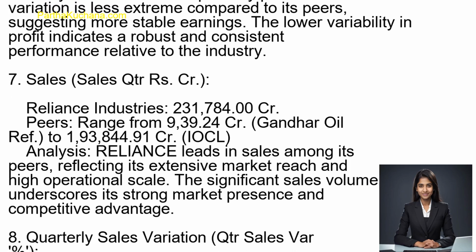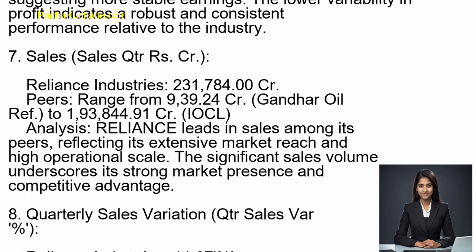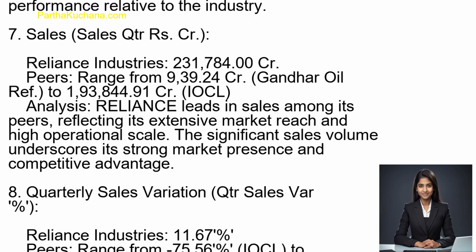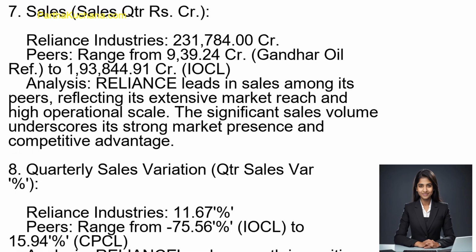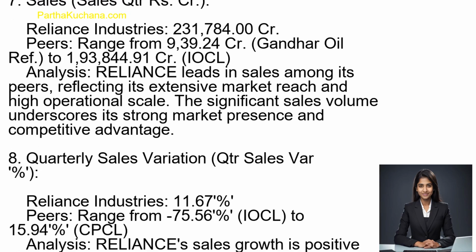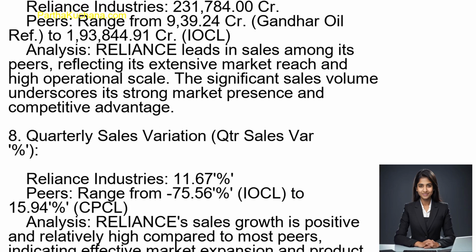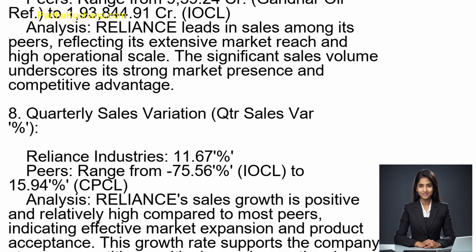Peers range from 63.94 crore rupees HPCL to 3,722.63 crore rupees IOCL. Analysis: Reliance has the highest net profit among its peers, indicating strong profitability and operational efficiency. This substantial profit reinforces its leading position and effective business operations.